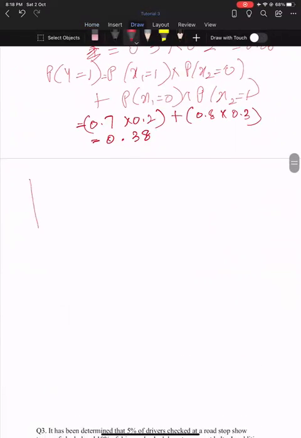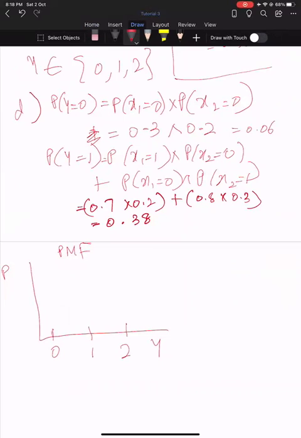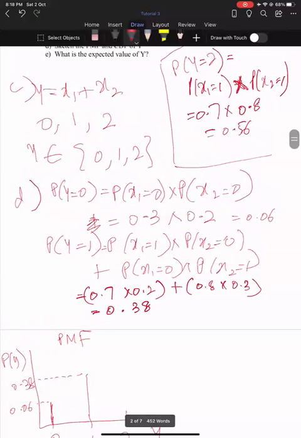Okay, so we'll draw the PMF for y. On the horizontal axis, we'll take y, and on the vertical axis, we'll take the probability, the PMF. y can take the value 0, 1, and 2. 0 it will take with a probability of 0.06, so we can just draw a line up to 0.06. And then 1 is with the probability 0.38, and then 2 is with the probability 0.56.